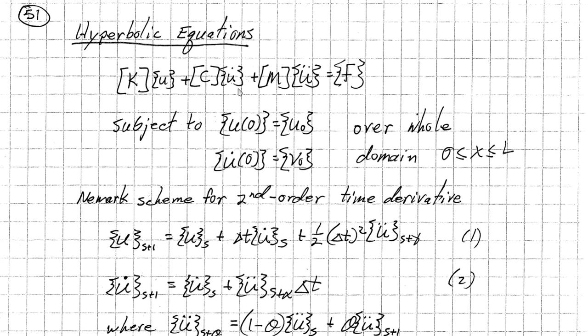Here we're including two things. One is dissipation, so if you have damping in your structure, and here is your acceleration and mass. We're going to subject this to initial conditions in displacement. Here's your initial velocity over a bar of length L. So this is defined over the whole domain.